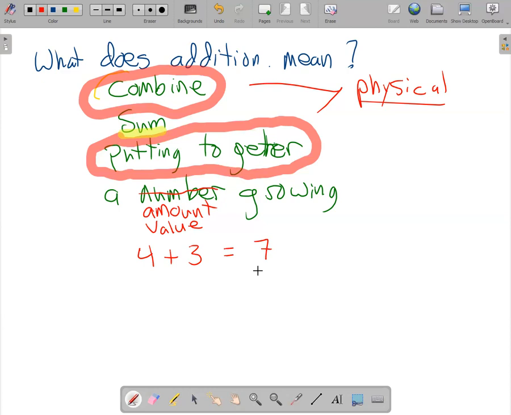Otherwise, it's just this memory. Like you guys have this memory, right? But when kids are new at this, what are they going to do? They're going to hold the things in front of them, or they're going to hold up their fingers, and they're going to go 4, 5, 6, 7. Oh, I do too. I still count on my fingers. So let's put it together. What does addition mean? I'm going to go with put together and count.